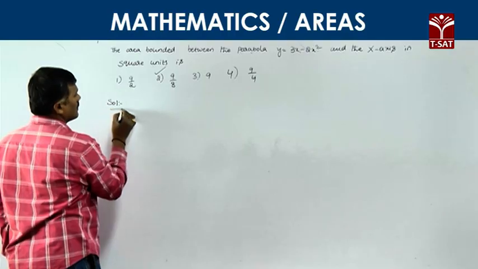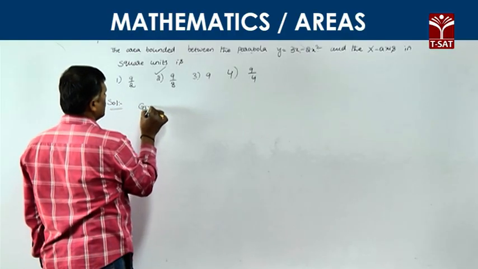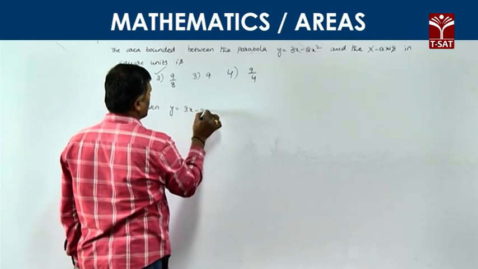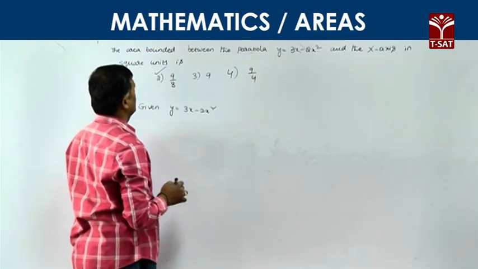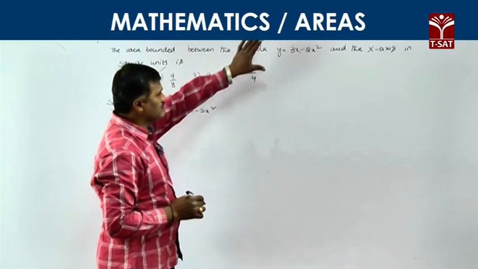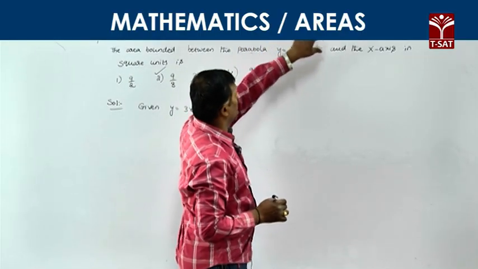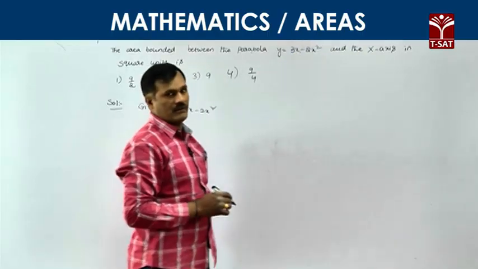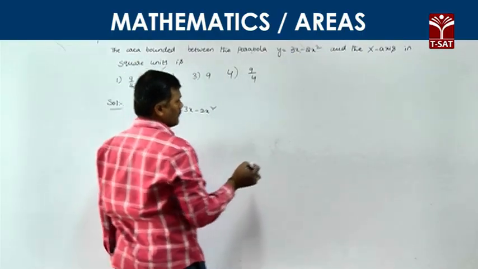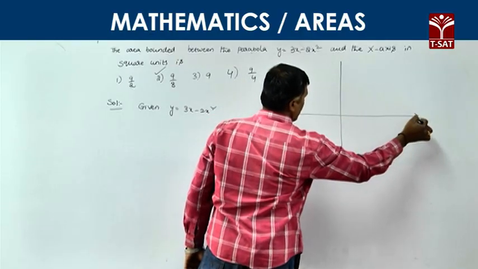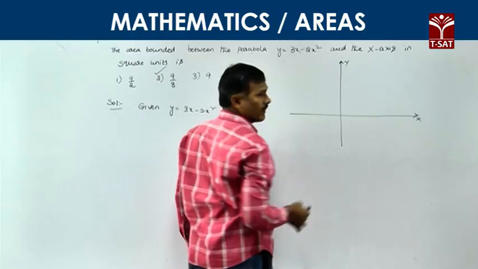Solution: given y is equal to 3x minus 2x square. Only the parabola equation is given. This parabola is bounded with the x-axis. So first draw a rough figure. X-axis, y-axis.